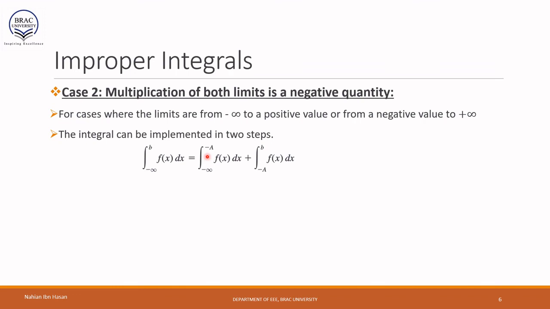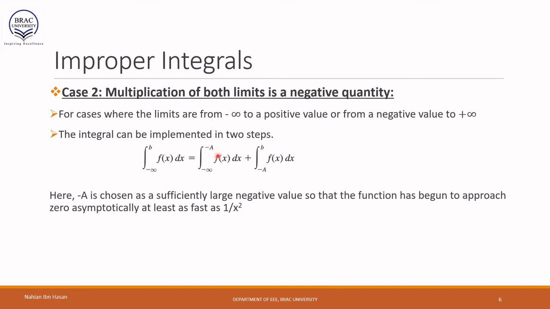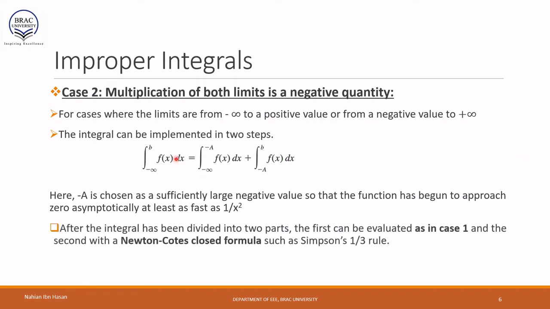What we can do, we can divide this integration into two separate integrals. Okay, here minus a is a separate quantity, an intermediate boundary within the original boundaries. This minus a is chosen in such a way that a is a very large negative quantity. Okay, so if a is a very large negative quantity, then 1 by x square is going to asymptotically approach 0. Okay, so look at this.